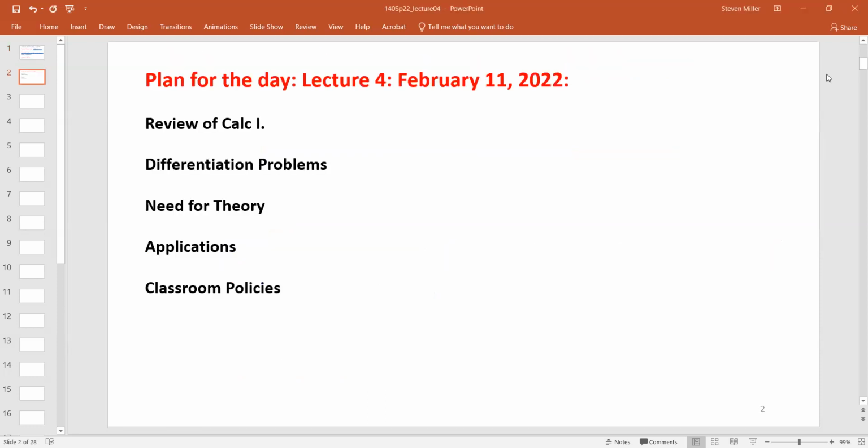So today, we'll do some differentiation problems. I'll talk about the need for theory and its applications as time permits.